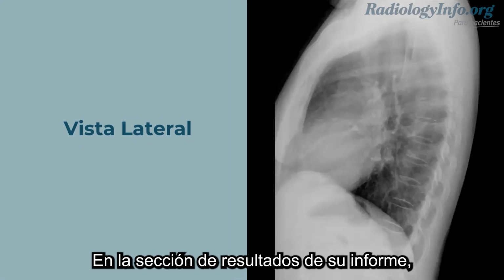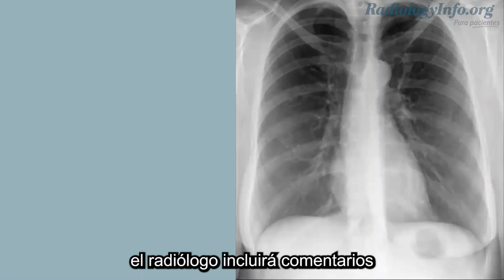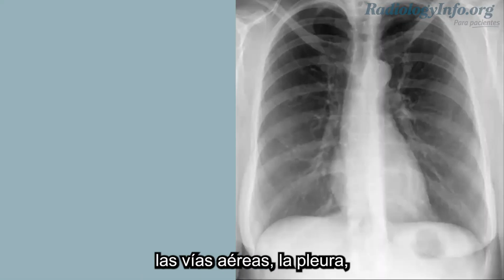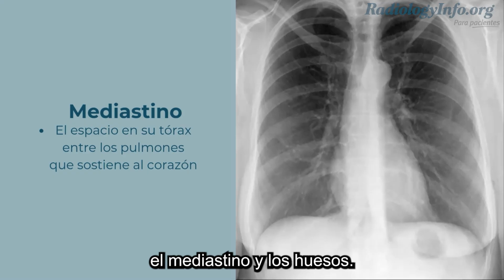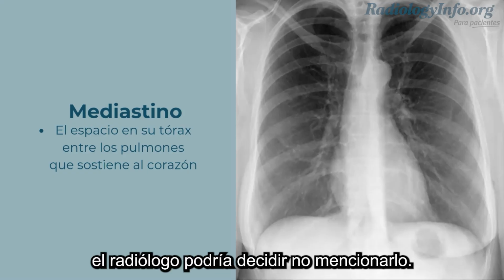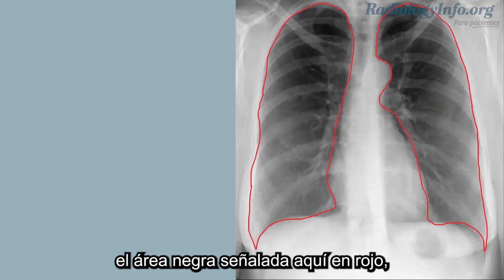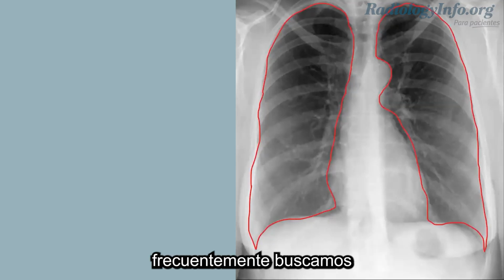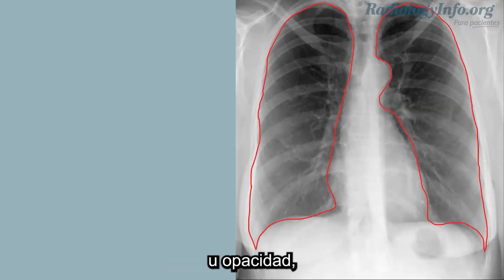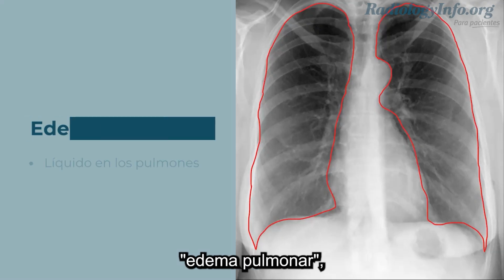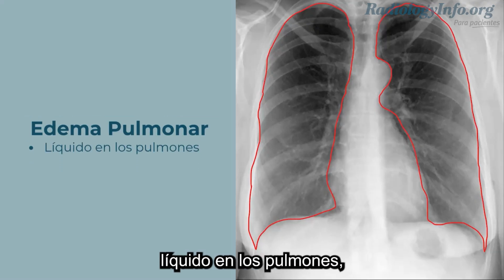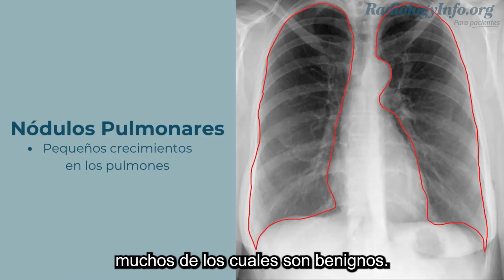In the findings section of the report, the radiologist will comment on the lungs, airways, pleura, mediastinum, and bones. If something is normal, the radiologist may choose not to mention it. In the lungs, the black area outlined here in red, we are often looking for any consolidation or opacity, a whiter area of the lung, which could suggest a pneumonia, pulmonary edema, fluid in the lungs, inflammation, or a nodule, many of which are benign.